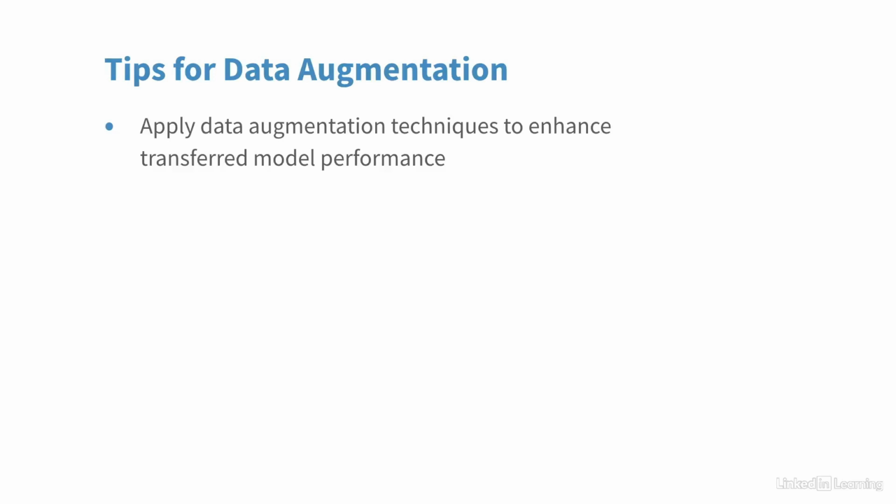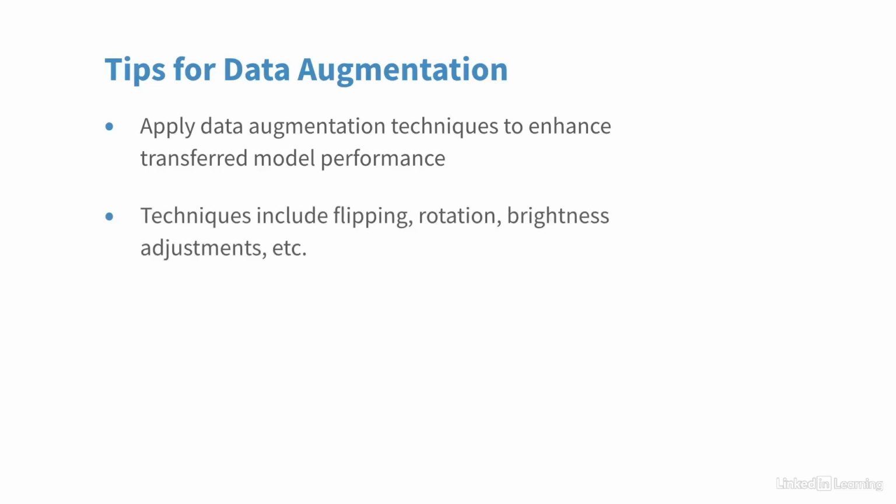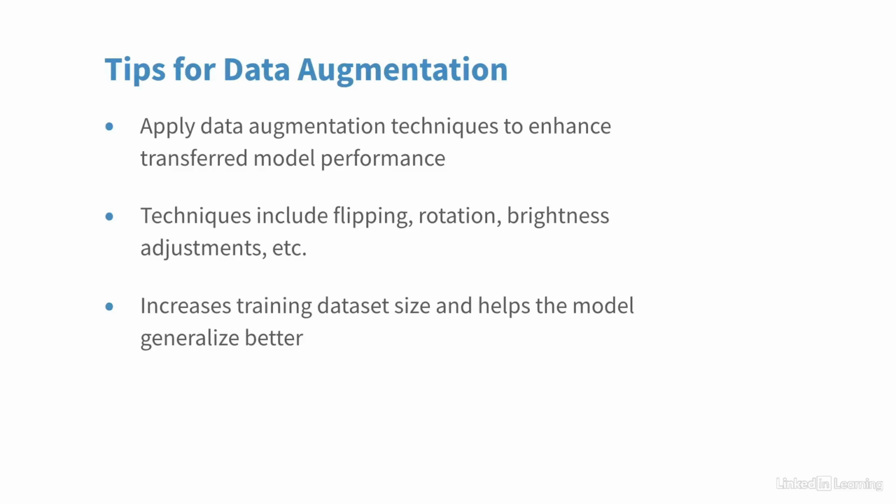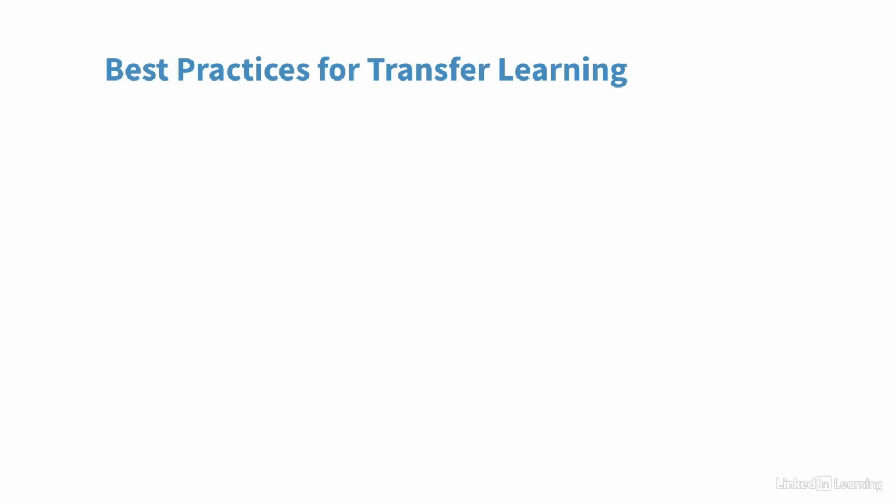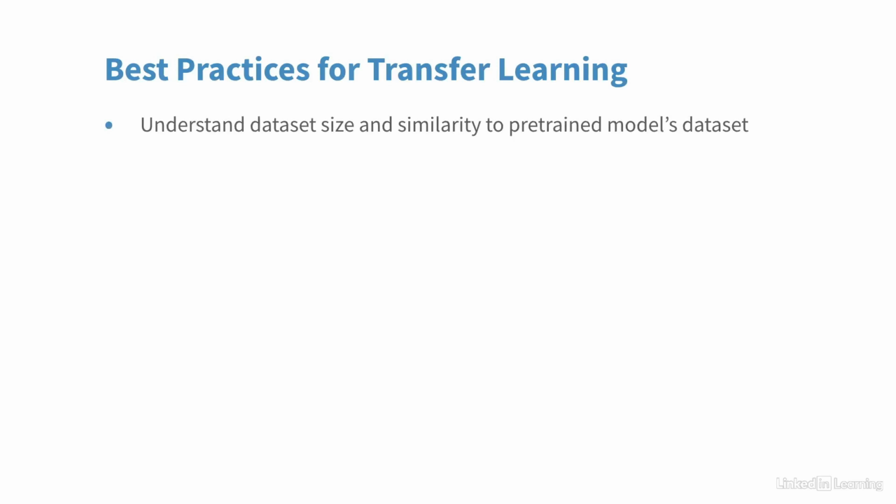To enhance the performance of your transferred model, especially with smaller data sets, you want to apply data augmentation techniques. This involves creating new training examples by altering the original images, such as by flipping, rotating, or changing the brightness. This is going to help your model generalize better. By following these best practices, you can make informed decisions regarding the use of transfer learning and effectively improve the performance of your image classification tasks with less data and computational resources. So the few things you want to consider is to understand your dataset size and the similarity of that dataset to the dataset that the model you're working with was pre-trained on.